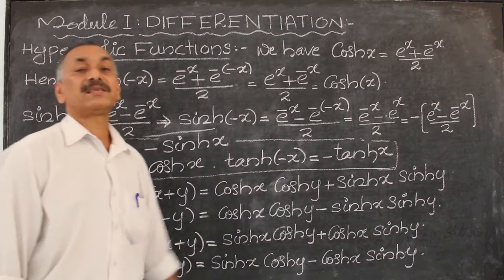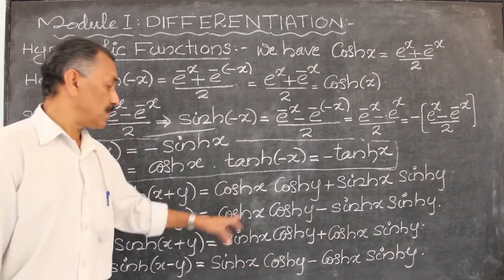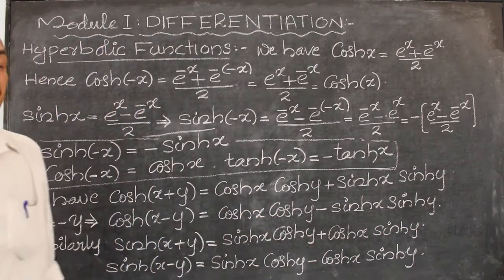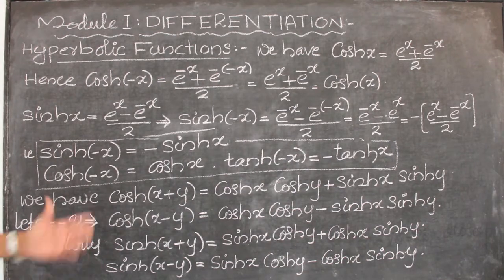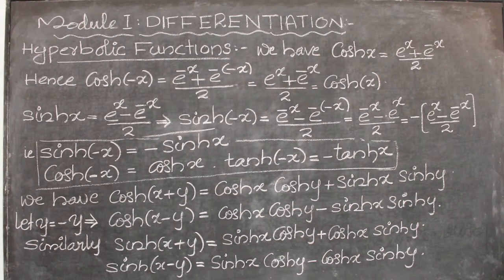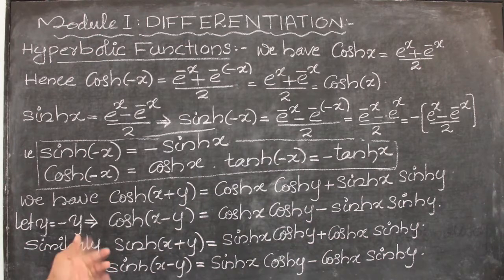Whereas for hyperbolic functions, cosh of x plus y is equal to cosh x cosh y plus sinh x sinh y, and cosh of x minus y is equal to cosh x cosh y minus sinh x sinh y. And then the addition formulas: in the same way in the case of hyperbolic functions we have sinh of x plus y is equal to sinh x cosh y plus cosh x sinh y, and sinh of x minus y is equal to sinh x cosh y minus cosh x sinh y.